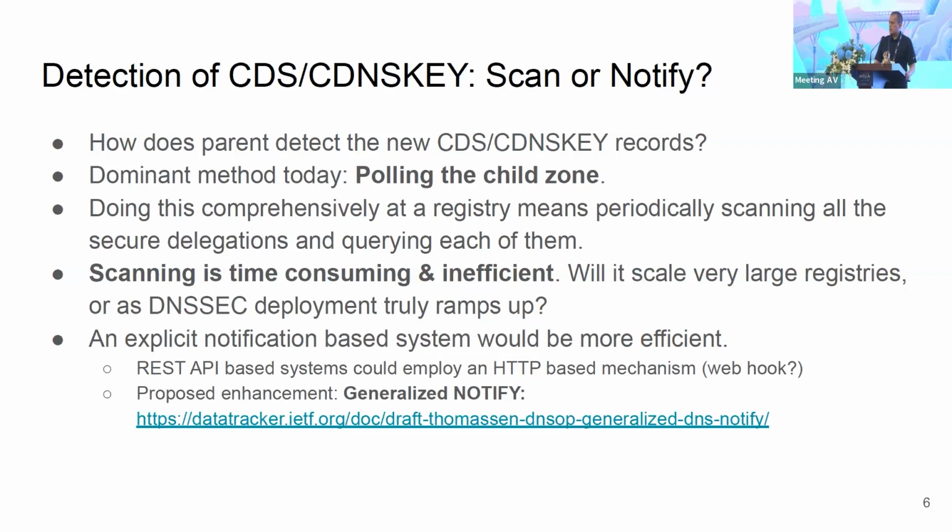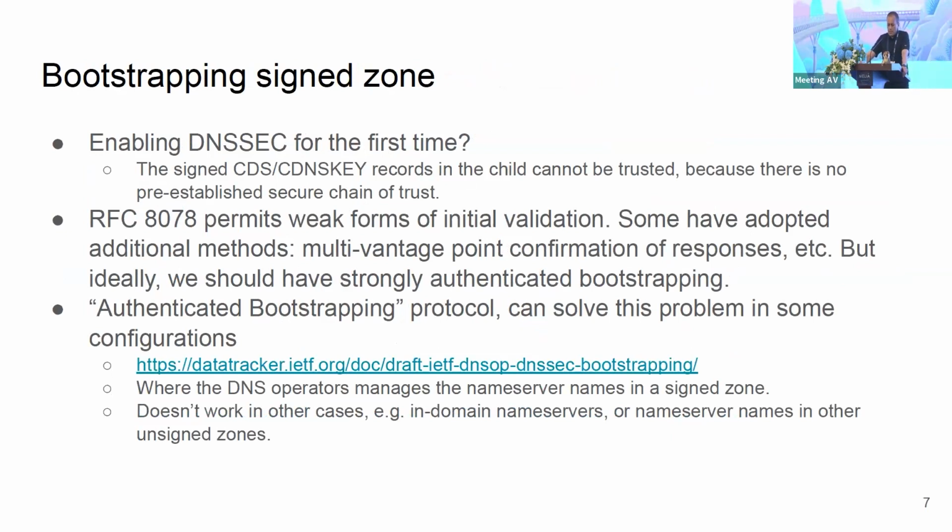All right, so when enabling DNSSEC on a zone for the first time, we have an additional bootstrapping challenge because there is no pre-established secure chain of trust down to the child zone. So even if the child were to publish CDS or CDNSKEY records, there is no way to cryptographically verify their authenticity. So if you read the spec, you'll see that it does permit weak forms of validation. So you could do things like trust on first use or accept after delay.